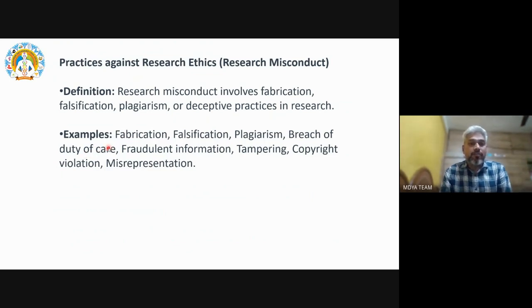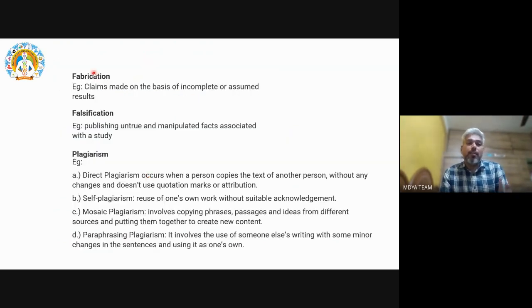What are the examples of misconduct in research? We should not do fabrication. We need to understand what is fabrication, falsification, plagiarism, breach of duty of care, fraudulent information, tampering, copyright violation, misrepresentation, right? First we understand fabrication. Its example is here: claims made on the basis of incomplete or assumed results, right? Now your research is completed, but you are assuming results, and that is not complete.